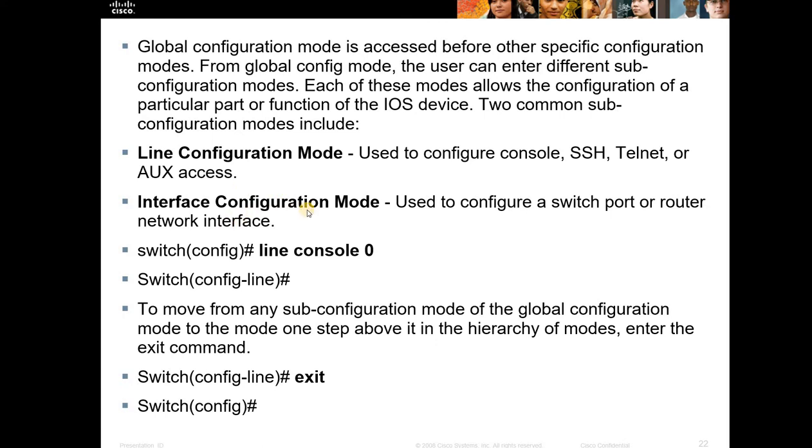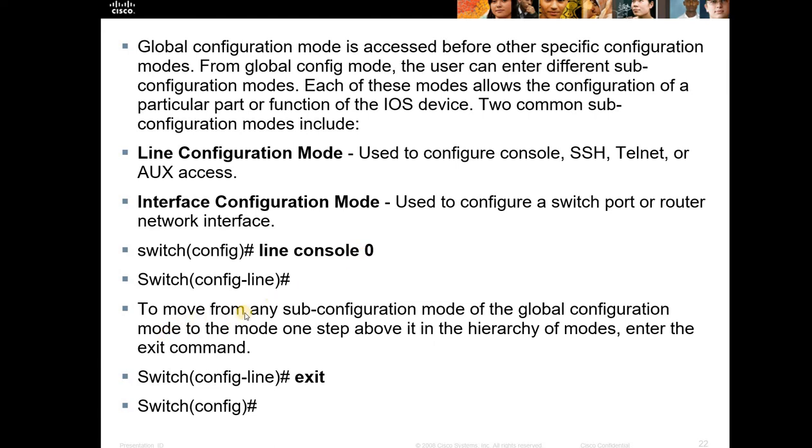One is the interface configuration mode here. Line configuration mode is used to configure console and SSH, telnet or aux access here. Coming to the interface configuration mode, it is used to configure a switch port or a router network interface. For line configuration mode, the command is line console 0.